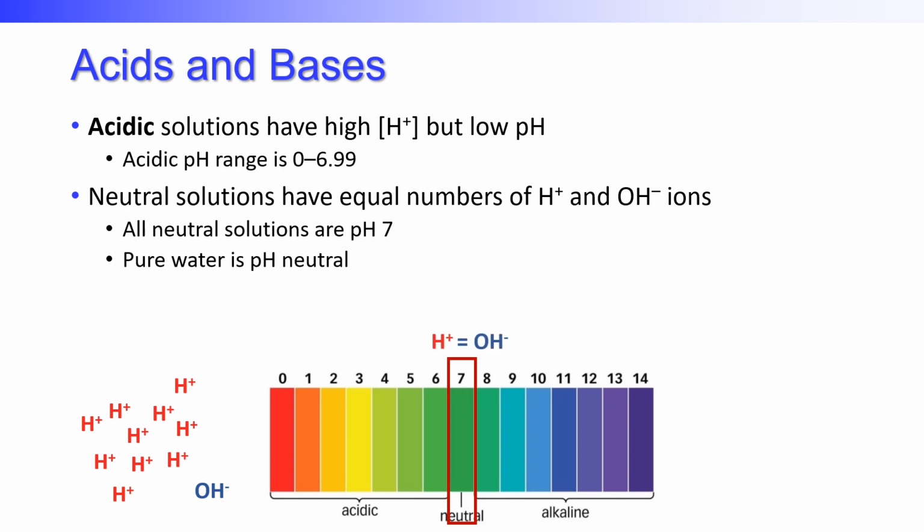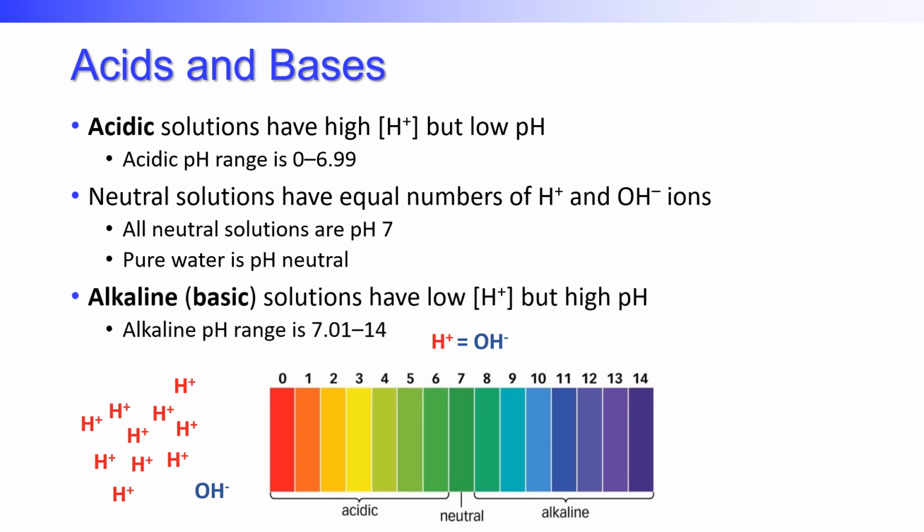Neutral is a point at which we would say the number of hydrogen ions is going to be equal to the number of hydroxides that we have in solution. So we're neither neutralizing hydroxide ions, we're not neutralizing hydrogen ions, because both of them are equal. That is the definition of a neutral solution.